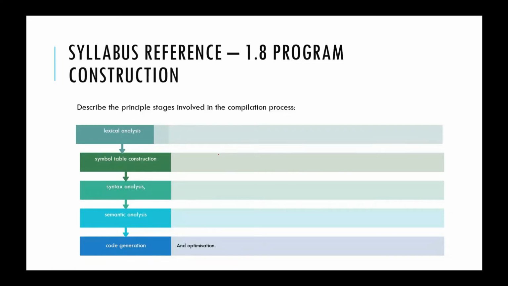So we do lexical analysis, and then that involves a symbol table construction. And once you've done that, we do this thing called syntax analysis. And once you've done that, we do a thing called semantic analysis. And then once you've done that, we do code generation. And that code generation may involve optimization.